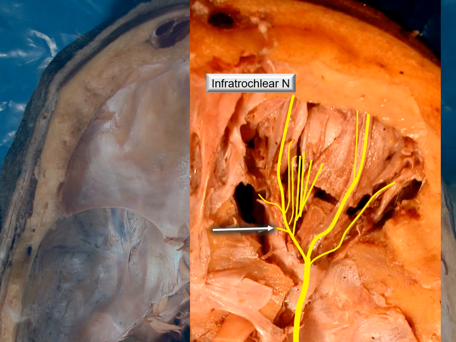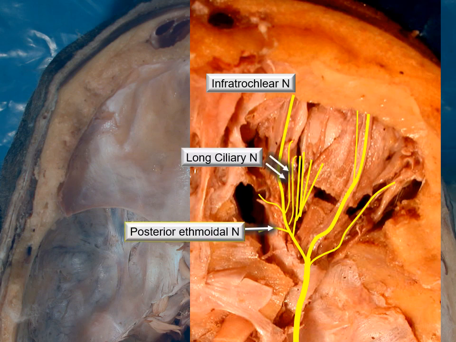That's the posterior ethmoidal nerve. Other branches. That's the long ciliary nerve. More medially from the ciliary ganglion, you can see the short ciliary nerves. Two long ciliary nerves. Further medial to it are the short ciliary nerves.